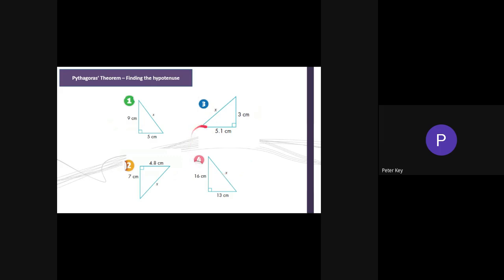So, I'm going to let you have a go at these. Again, it's just finding the hypotenuse. There's no trick questions. Now, you can either write these in the chat, or you can write them on some paper, and then we'll go through them after. Okay?